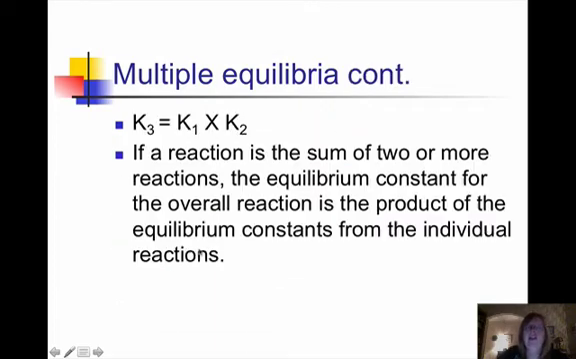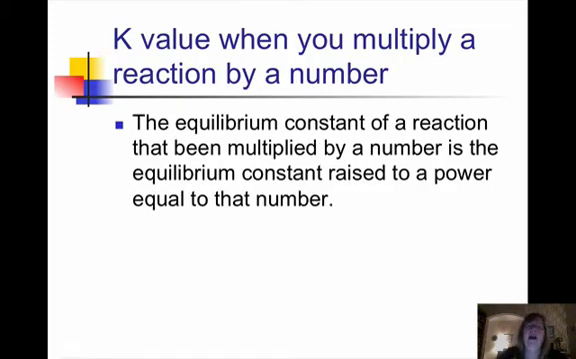Exactly what we get. So when you are adding equations together, so if your final equation is the sum of two or more reactions, the K for that overall reaction is the product of the equilibrium constants from those individual reactions. Okay, what happens if you multiply an entire equation by a number? What would you do to the value of K? Well, you would raise it to that power that's equal to the number. So if we multiplied an entire equation by 2 and we had a K for it, we would square the value of K. Because remember, those coefficients in a balanced equation are actually the exponents.